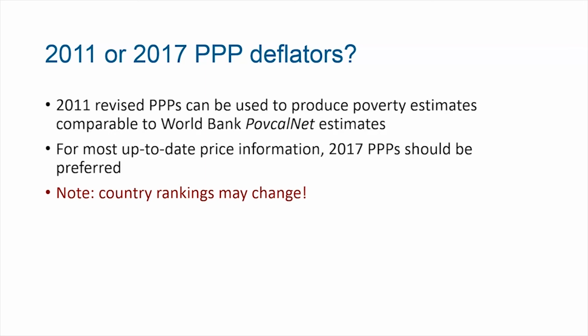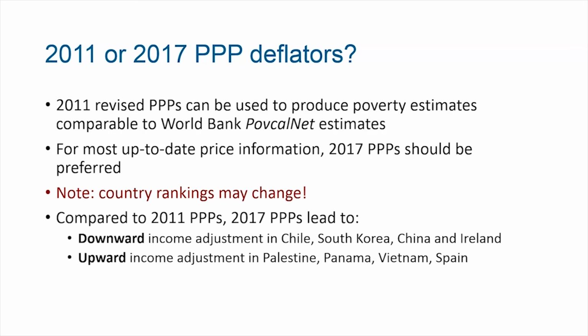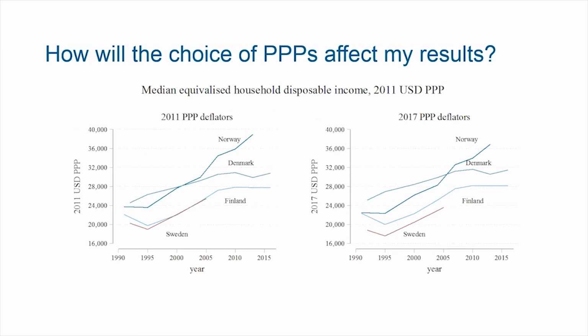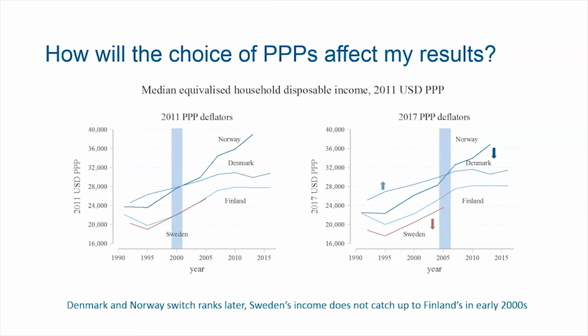Note that the country rankings may change depending on which set you use. Compared to 2011 PPPs, 2017 PPPs lead to upward adjustment of income in countries like Palestine, Panama, and Spain, and to downward adjustment of income in countries like Chile and China. To illustrate a bit more, the figure shows trends in median equivalized household disposable income in Nordic European countries. Using 2017 PPPs suggests lower purchasing power in Norway and Sweden and a higher purchasing power in Denmark than previously thought. In the international comparison, we see that Norway and Denmark switch rankings about 5 years later, and Sweden's income does not catch up to that of Finland's in the early 2000s when 2017 PPPs are used.